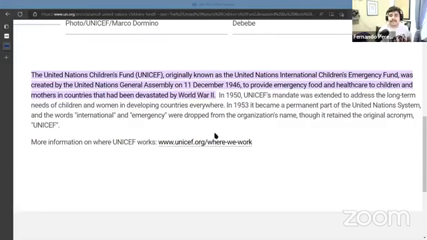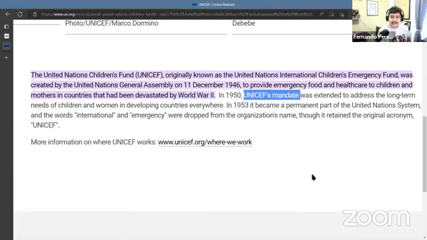That's right. Look at this. UNICEF's mandate. That's a clear example. Think about this in Spanish. How do you say this?